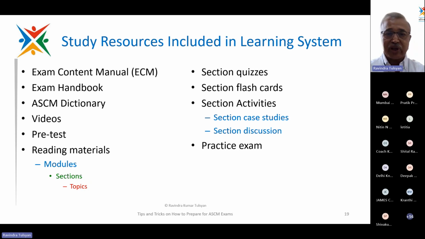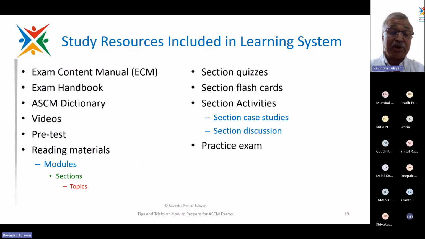There is also a very important document called the ASCM dictionary. You can download this dictionary, and it has many terminologies or words which are used in supply chain management, and what is the meaning of them. Some of you may not have used all the words, but these come in very handy, and some of these terminologies may be used in the exam, so you want to understand the correct meaning. Therefore, the ASCM dictionary is important.